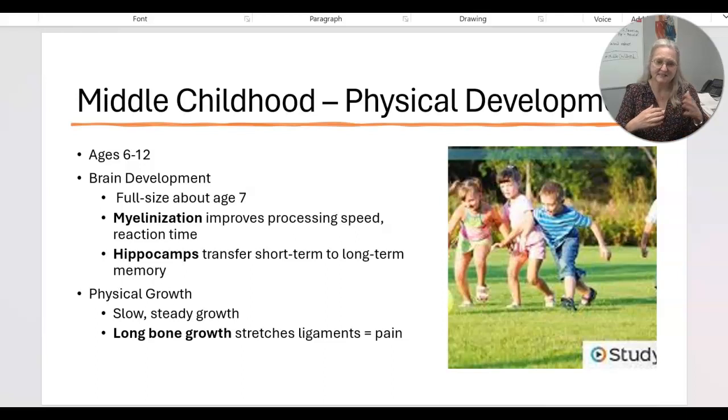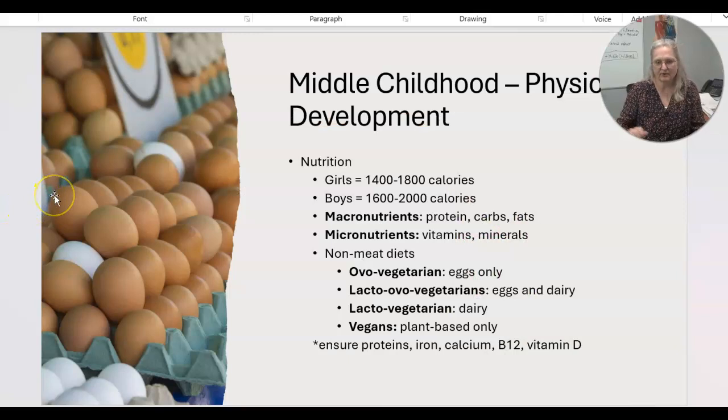So our memories are developing, we're thinking more quickly, and we're also growing. Our bodies are growing, not as fast as they did in the previous stage of development, but now we've moved into the stage of slow and steady growth. And this is a period of what we call long bone growth. So that would be like the leg bones, and this may result in growing pains. I'm sure you've heard kids, or maybe even you remember your own growing pains, and the growing pains are associated with the ligaments. I remember my husband talking about when his brother would grow like a foot in a year, and it would cause him so much pain.